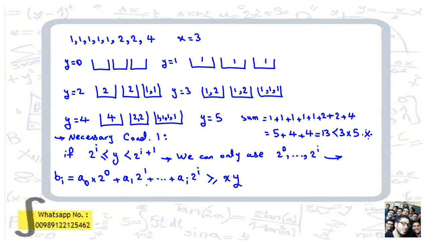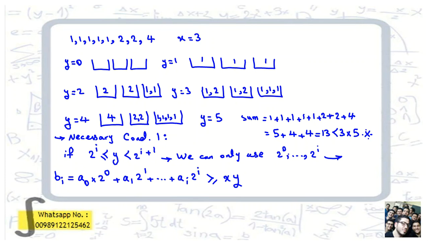If you add up the tastiness of biscuits from A0 to AI, and you want to reach y for each bag, suppose that y is less than 2 to the I plus 1 and greater than or equal to 2 to the I. So we can only use 2 to the 0 to 2 to the I, because if you use 2 to the I plus 1 for one bag, then it would exceed y.